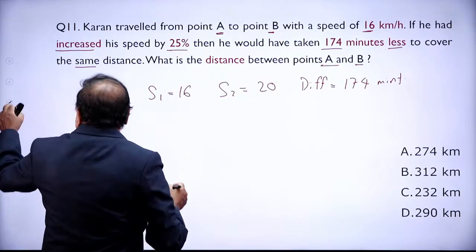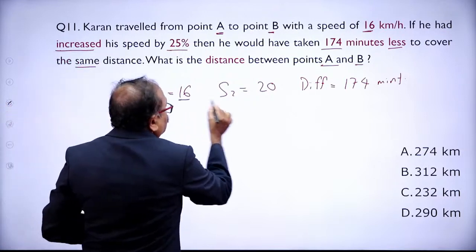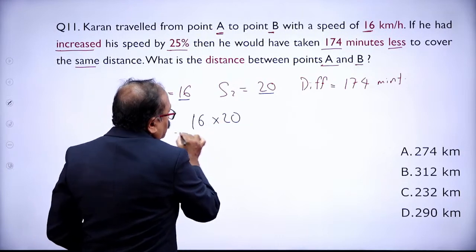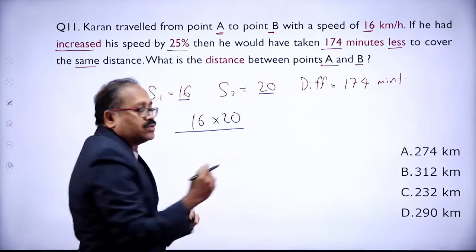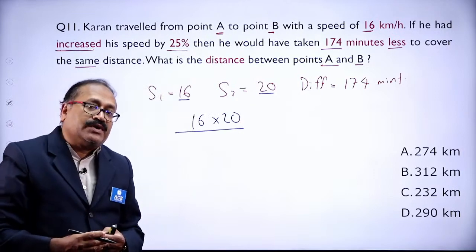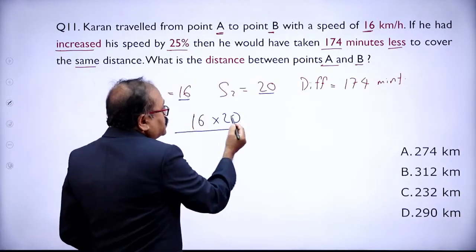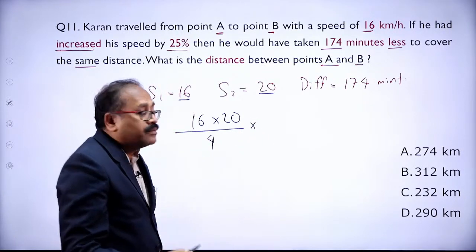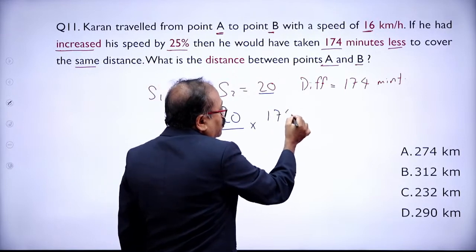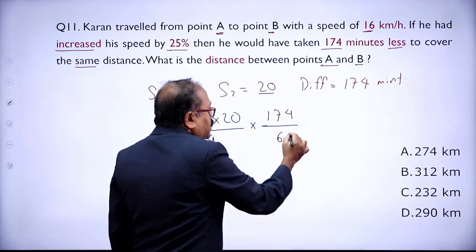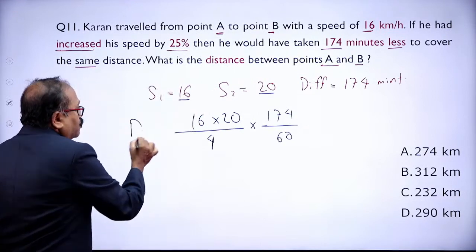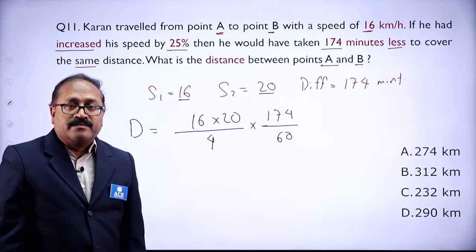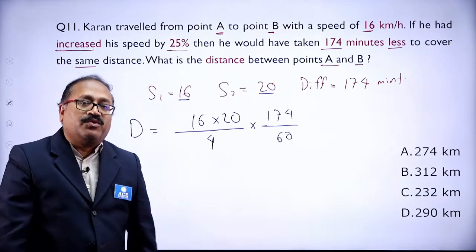S1 into S2 divided by S1 minus S2, that is 16 into 20 divided by S1 minus S2. In other words, the difference between S1 and S2, that is the difference between 16 and 20, is 4, into the difference of time, that is 174. As it is in minutes, divide this by 60. So this is what you get, the distance. I told you this is a very stereotypic question which directly fits into the formula.